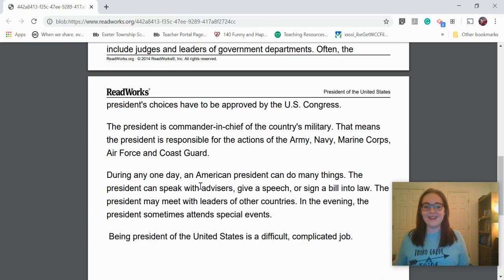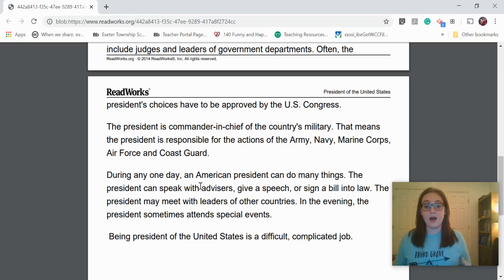So I want you to just be thinking about, remember, these are just some of the many, many, many, many things that the president is in charge of doing. There's all kinds of things. And obviously, the president does different things depending on the time.